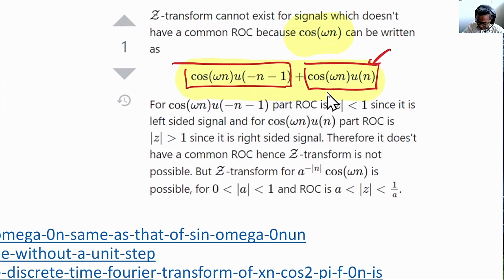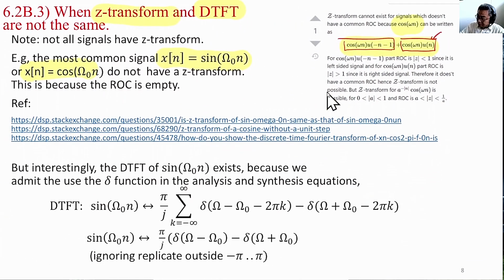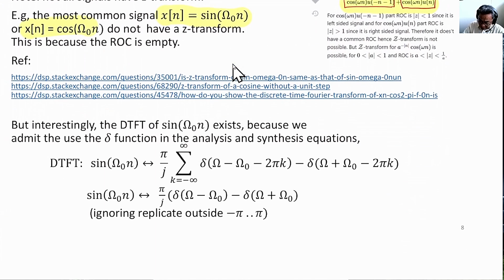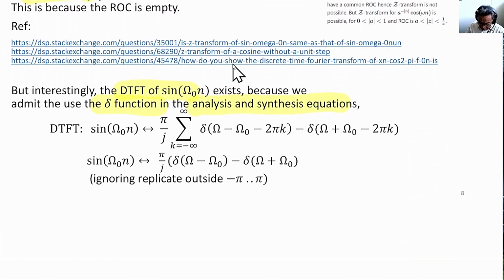n does not exist. But of course, the DTFT of a sinusoid exists. The reason is that the DTFT uses the delta function in the analysis and synthesis, and the DTFT of the sinusoid is simply this equation over here for all values of k up to infinity. But if we ignore the region outside minus pi to pi, then we see that there are two deltas sitting at omega naught and minus omega naught, with pi over j as the coefficients for sine.